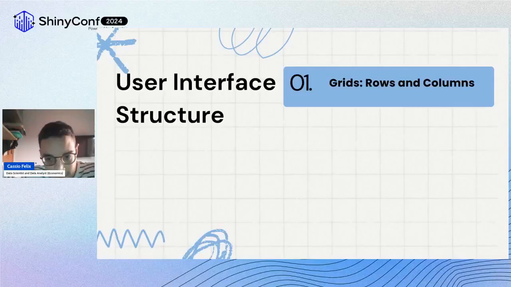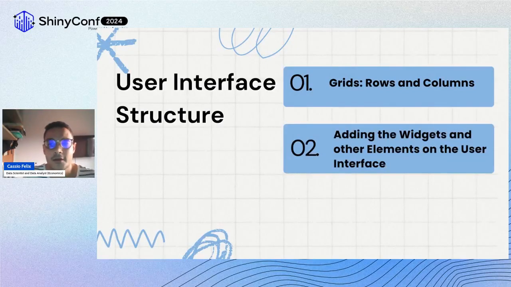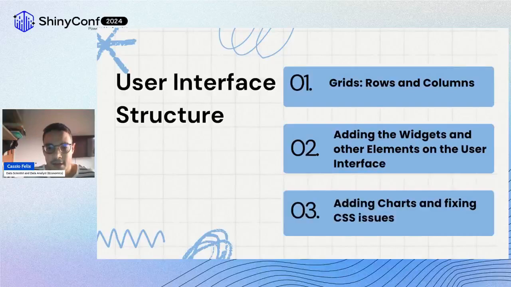The first one that I like to follow is to simply visualize the columns and rows of my dashboard. And the second step is adding the widgets on the screen and other elements such as HTML elements, card elements, images, etc. After doing the first step, this is going to be very useful to organize on the screen these elements that we are going to add in the second step. And the third step is to add the chart and fix the last CSS layout problems that we are going to face.